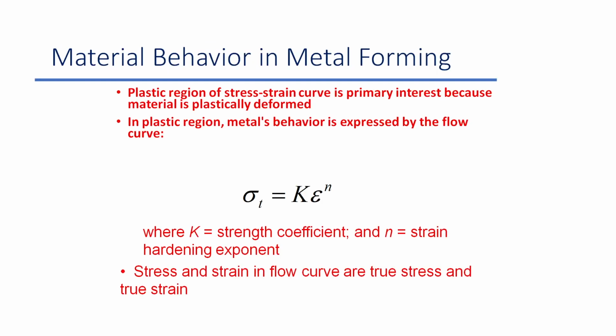So what are the principal parameters? This equation I showed you, right. This is the fundamental equation depicting the material behavior during metal forming. The true stress sigma T is equal to K epsilon to the power n, where K is the strength coefficient and n is the strain hardening exponent. Stress and strain are dependent on each other by this equation. This is called the flow curve equation, remember, and this dictates the material behavior when you apply stress.